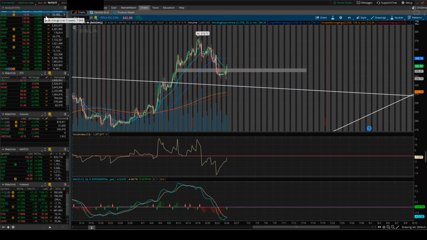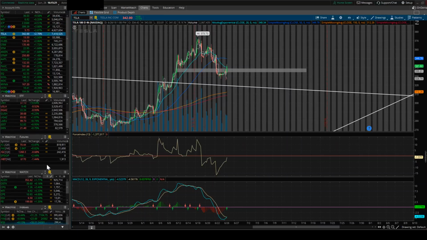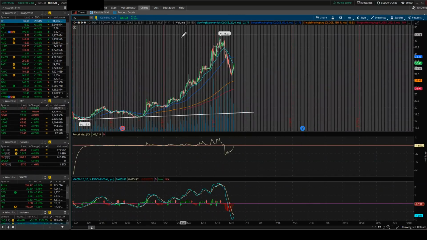All right, taking a look at IQ. This is the last personal one that I want to take a look at, and a lot of you guys are talking about IQ as well. Looking at the 180-day chart, we see that IQ has been continuously falling down to this area, and then we rebounded to the 20 EMA line, the light blue line.